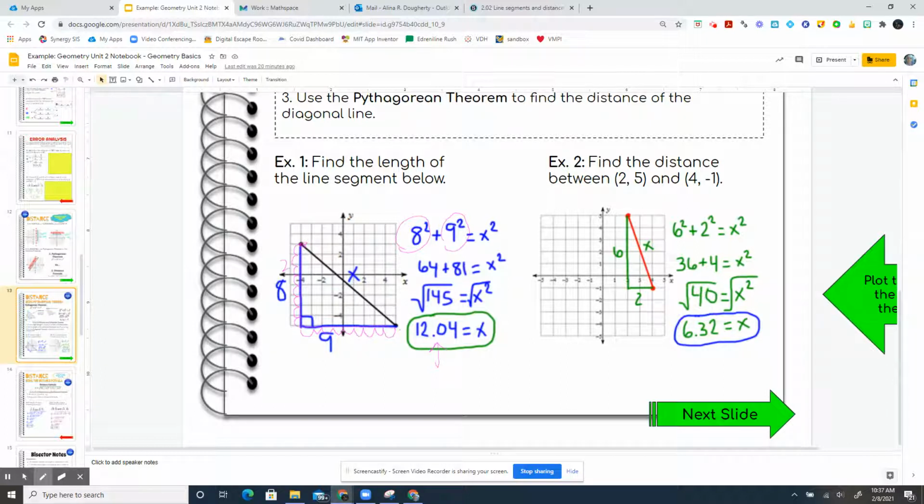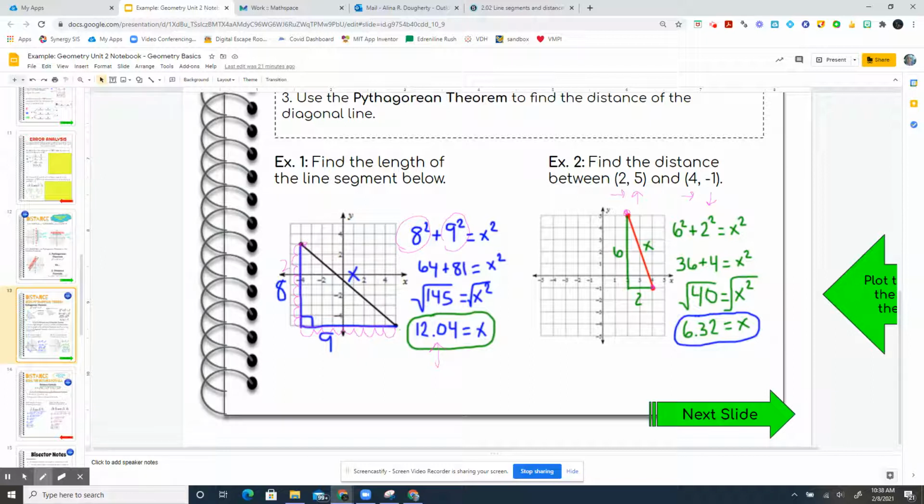Find the distance over here between (2, 5) and (4, 1). Remember, this is to the right and up. So I've gone right 2 and up 5. This is (2, 5). And then to the right 4 and down 1. So right 4 and down 1. This, my friends, is (4, negative 1).